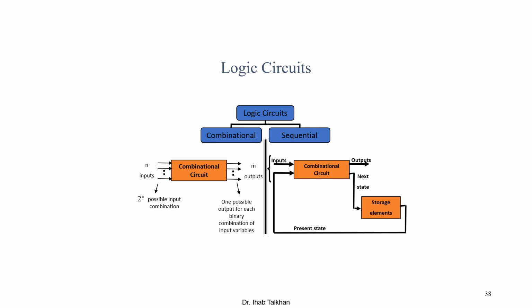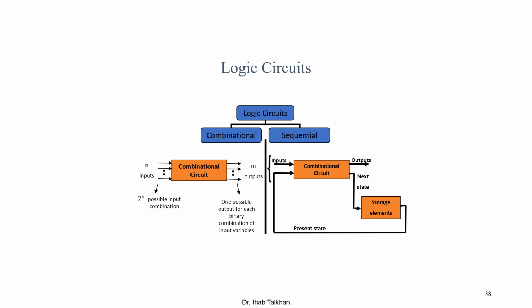This slide shows a graphic illustration of what I mentioned in our previous slide. Here, as you can see, you have this logic circuit divided into combinational and sequential. As you can see from the graph, in a combinational circuit you have n inputs and m outputs. So as long as the n inputs are known, the outputs are known. And actually, this is a sketch of the combinational.